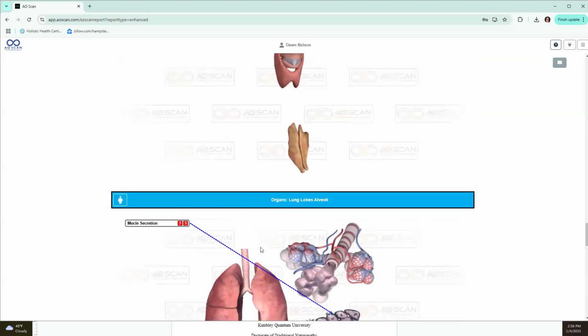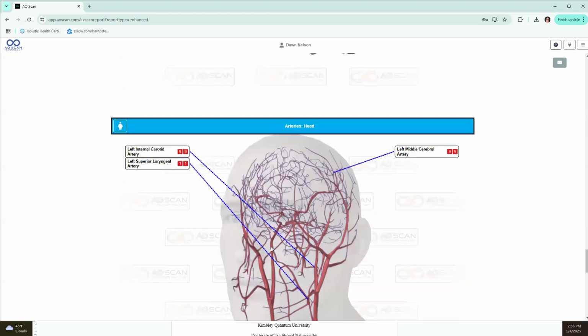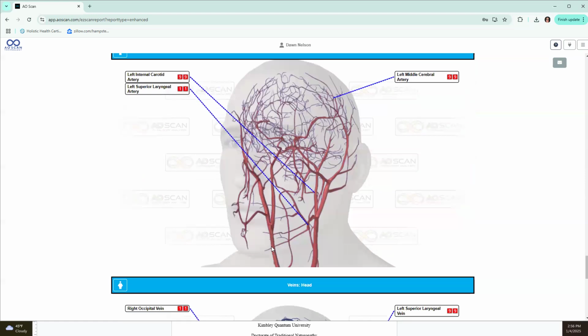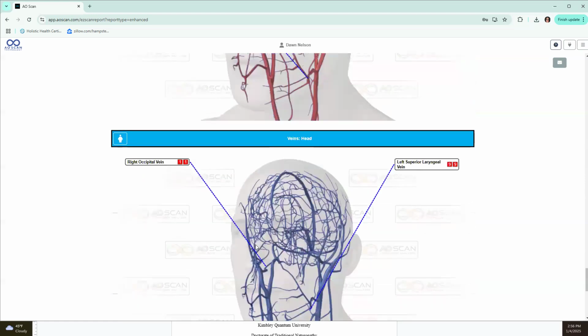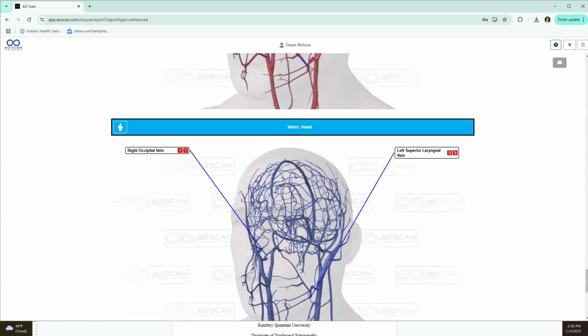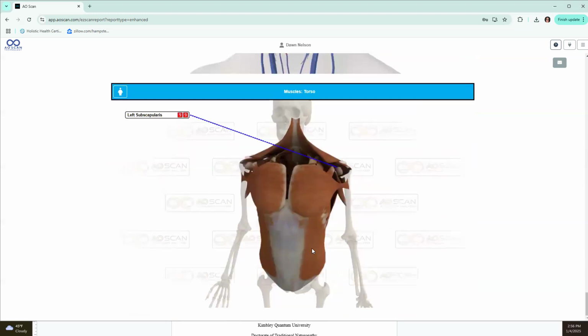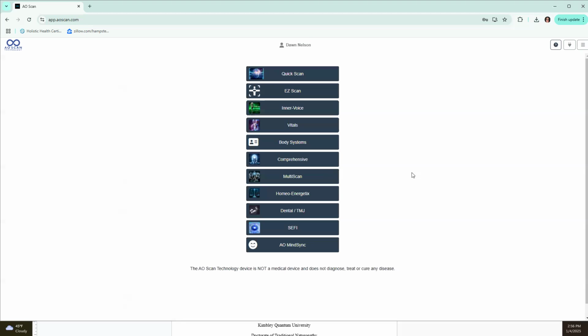Larynx, arteries in the head, veins, right occipital, left shoulder. There you have it. So lots of information, nothing to get overwhelmed with, but if you watch all the series that I've offered, it goes over how to use these fairly simply. And what you want to do is just keep track and look for trends.